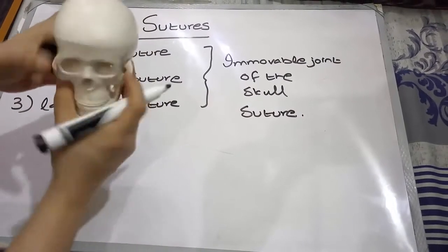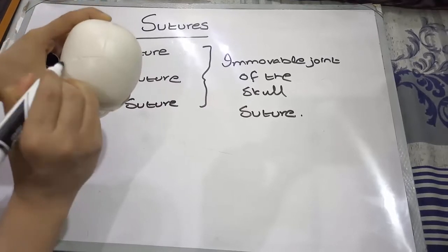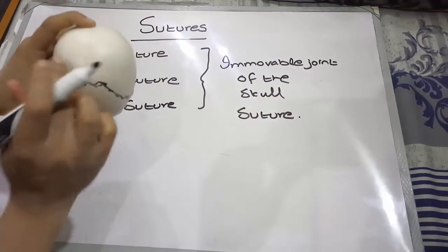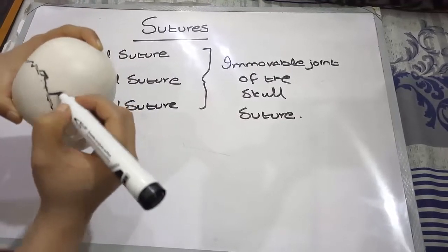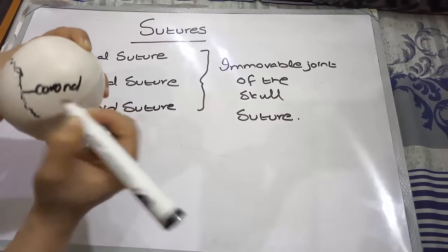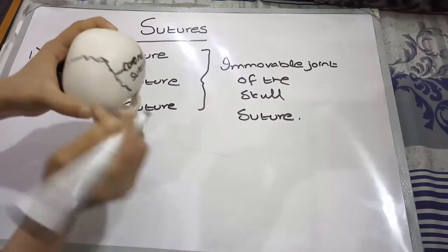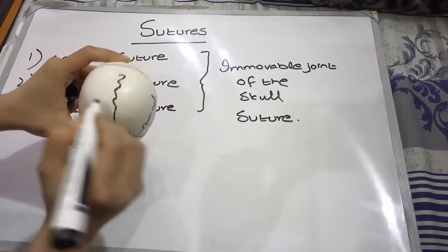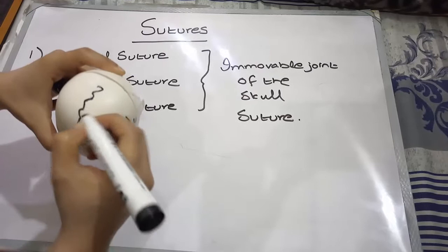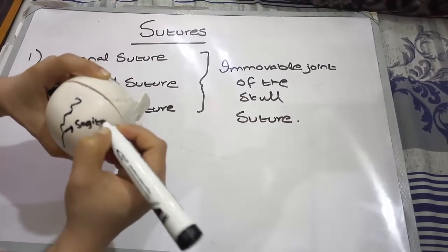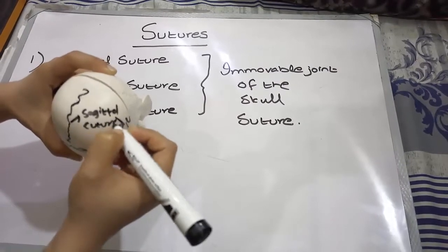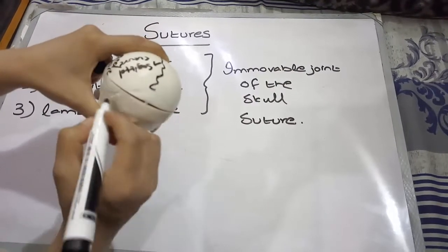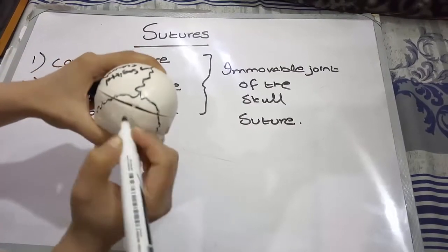According to this skull, the immovable joint which is present between the frontal and two parietal bones is called the coronal suture. Now the sagittal suture. This suture is present between these two parietal bones. This immovable joint is called the sagittal suture. And the third, at the occipital bone and between these two parietal bones, we have another suture called the lambdoid suture.